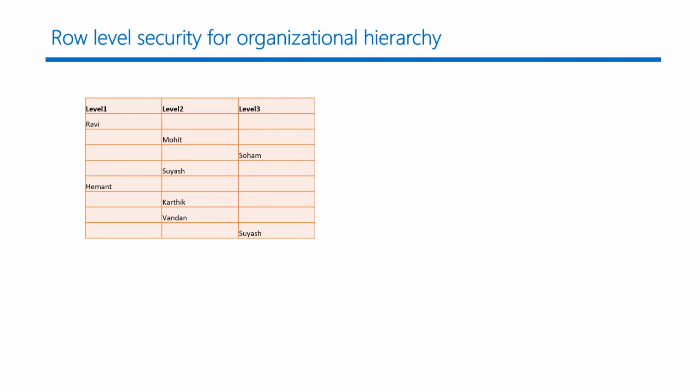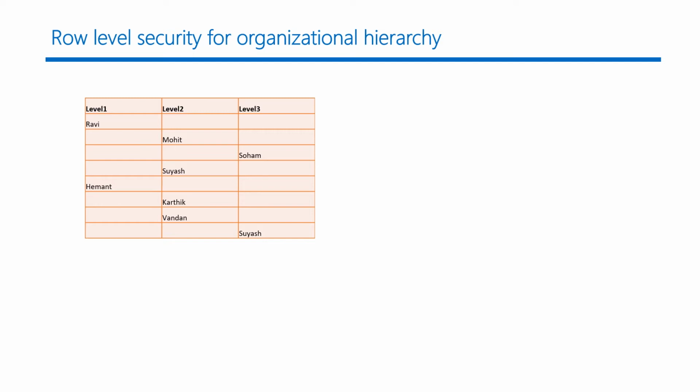Hi, in this video, we will try to apply row level security for organizational hierarchy. In organizational hierarchy, the approach is that each employee should have access to his or her own data, and the manager of that employee should have access to his own record and to the employee's data as well. There can be another higher level manager, and that manager should have access to the data of all his subordinates.